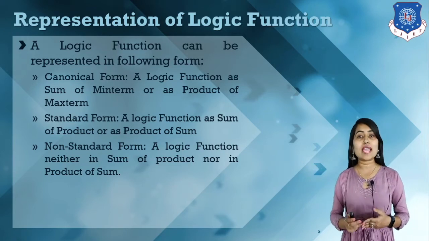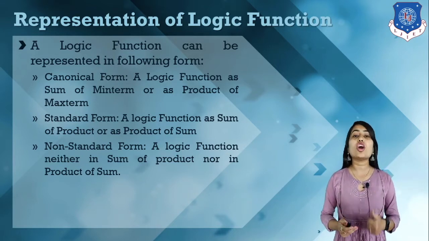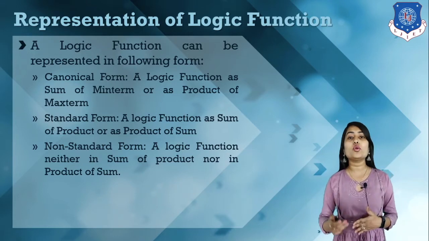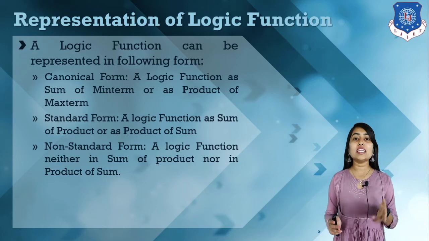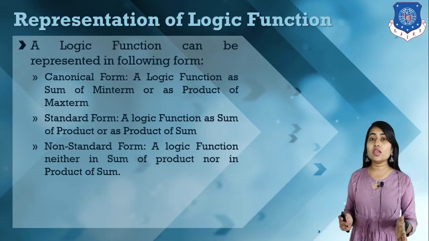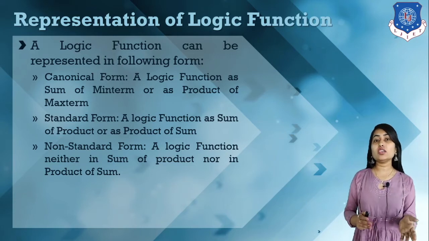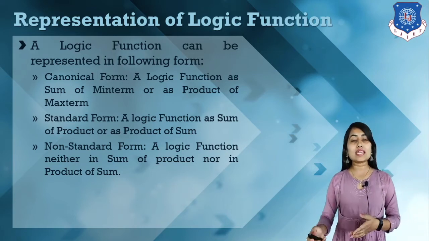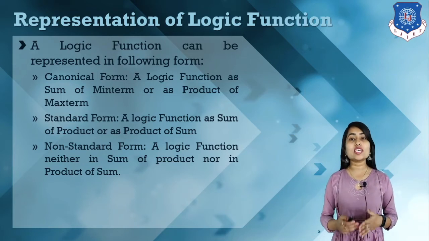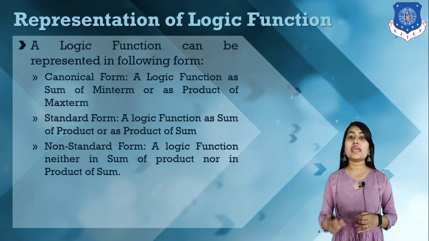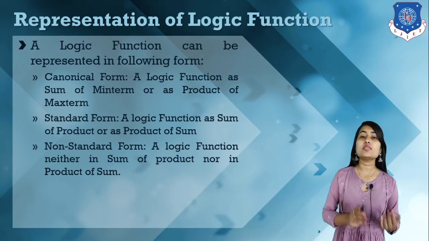Canonical form means a logical function can be expressed either as a sum of minterms or as a product of maxterms. So using either the sum of minterms or the product of maxterms, this logical function can be expressed. In a standard form, logical functions can be expressed either as a sum of products, that is SOP, or as a product of sums, that is POS.